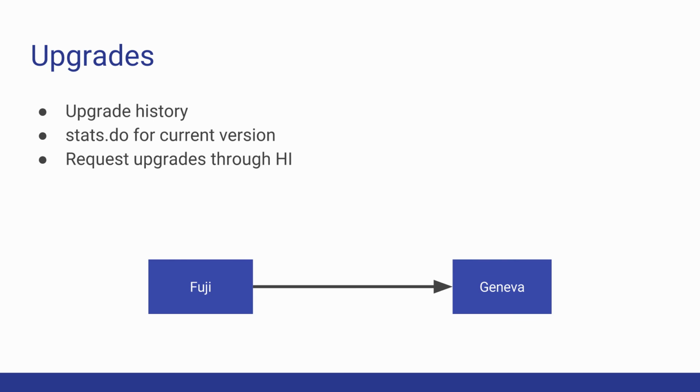Upgrades can be requested through the ServiceNow HI portal, which we'll discuss in a moment. Each instance has an upgrade history module, which shows just that. If you are not sure what version of ServiceNow an instance is currently on, you can type stats.do in the application navigator to see a number of system statistics, including the version. We'll talk more about stats.do in the next video.